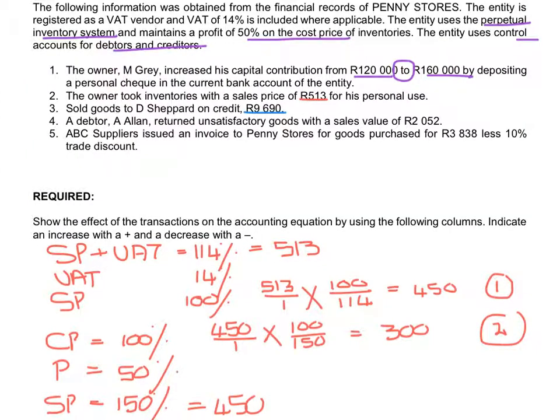A debtor returned unsatisfactory goods with a sales value of 2052. When we sold the goods to the debtor, we did two double entries, one at sales price and one at cost price. When the debtor returns goods, we also have to complete two double entries. This 2052 includes VAT, so we will have to take the VAT out to determine how much VAT can be claimed back from SARS, because now we didn't collect this VAT from the customer.